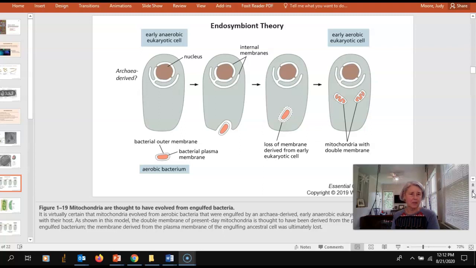A mitochondria, of course, can reproduce independently of the host cell. They have their own genome, and they have their machinery for using that genome to make proteins.